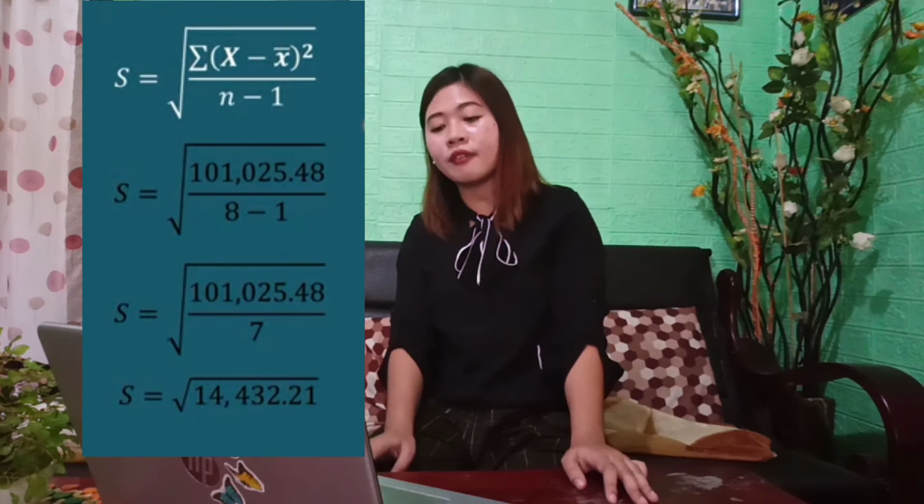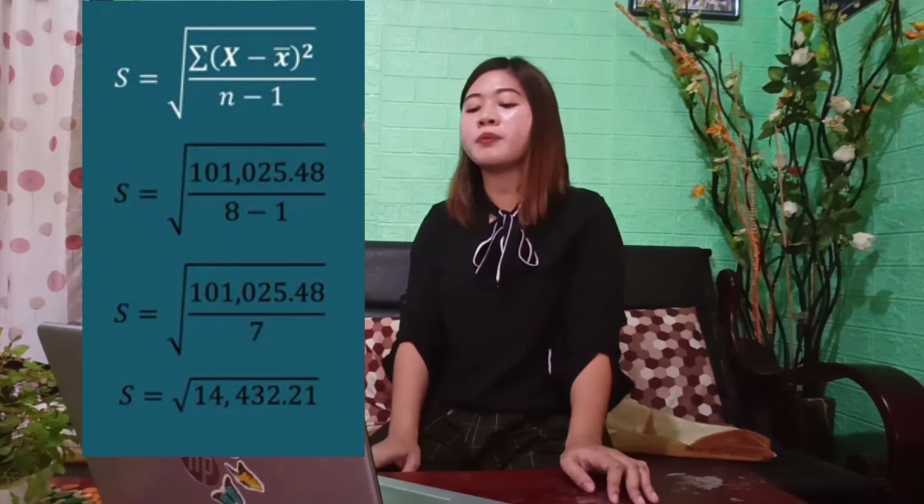Variance is the average of the squared deviations from the mean. So our formula is V = S squared. In order to solve the variance, we must first use this formula: S is equal to the square root of the summation of (x minus x bar) squared over n minus 1. So our sum is 101,025.48, which we got from our standard deviation table, over 8 minus 1. 8 minus 1 is equal to 7.